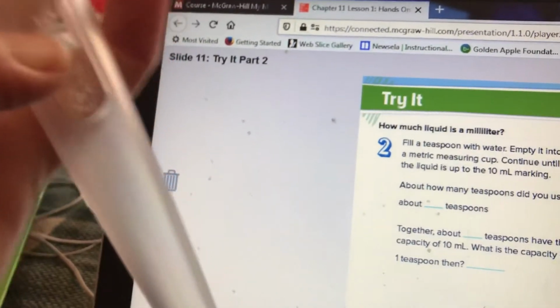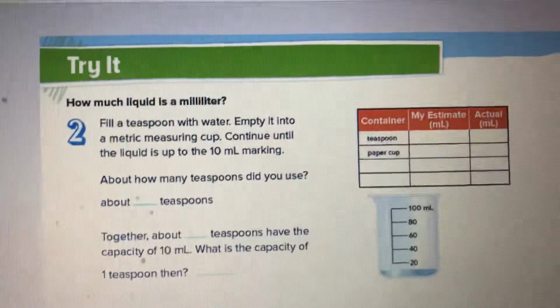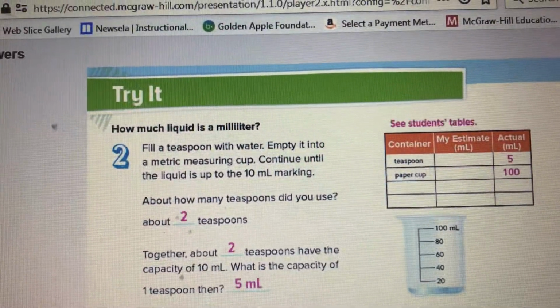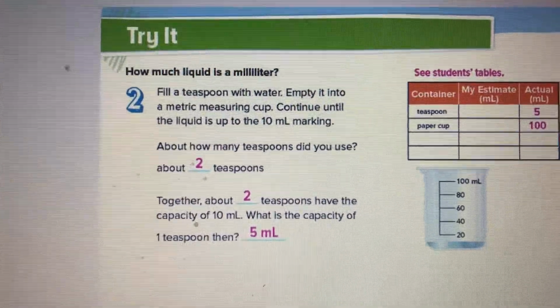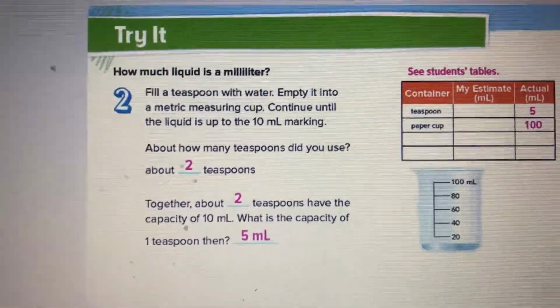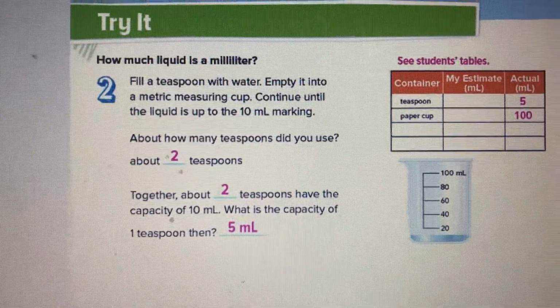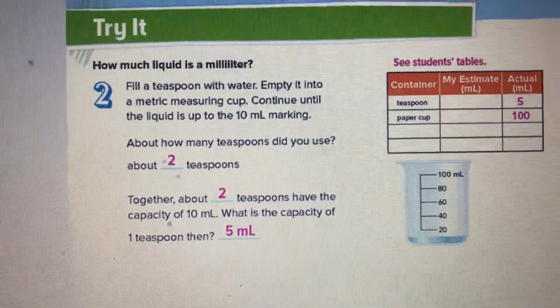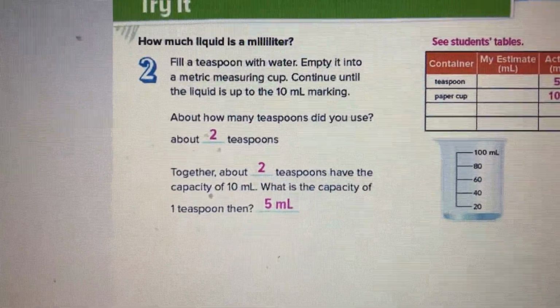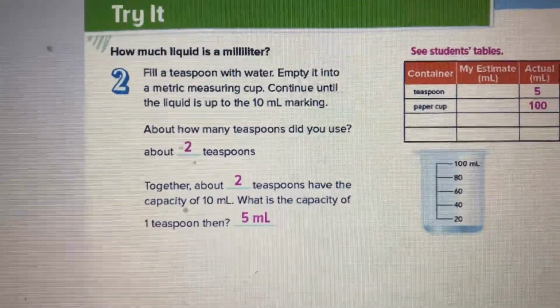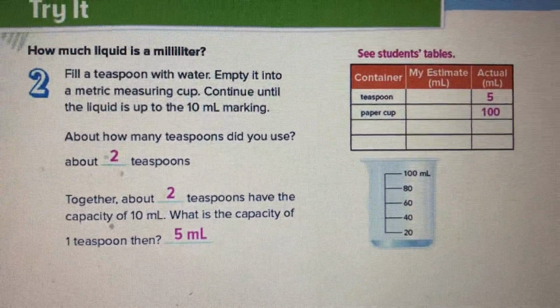So to fill this up to about right here, I'm probably going to use a couple teaspoons, okay? I'm going to go ahead and help you out. Together, about 2 teaspoons have the capacity of 10 milliliters. What's the capacity of 1 teaspoon then? 1 teaspoon, like we said earlier, has 5 milliliters, okay? 5 milliliters.